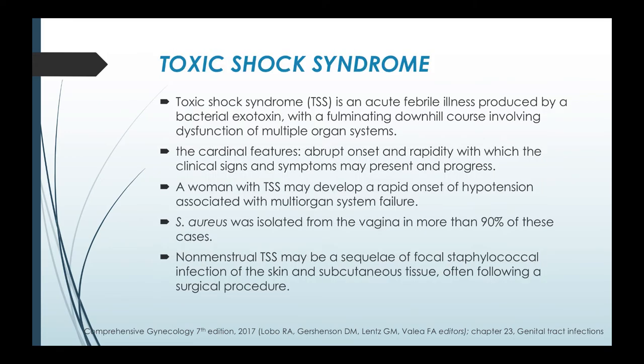Now we go to toxic shock syndrome. Toxic shock syndrome, or TSS, is an acute febrile illness produced by a bacterial exotoxin with a fulminating downhill course involving dysfunction of multiple organ systems. The cardinal features are abrupt onset and rapidity with which the clinical signs and symptoms may present and progress. A woman with TSS may develop a rapid onset of hypotension associated with multi-organ system failure. Staph aureus was isolated from the vagina in more than 90% of these cases.